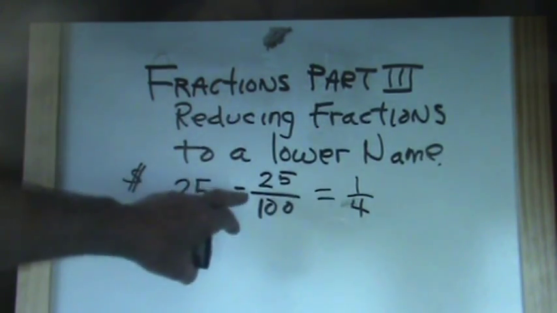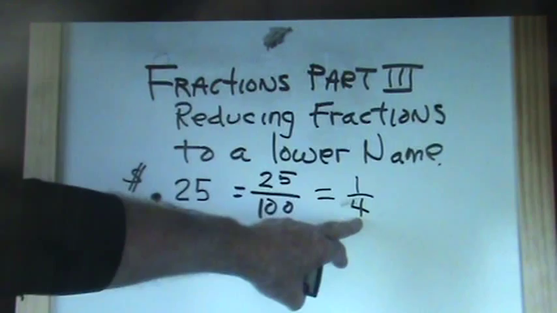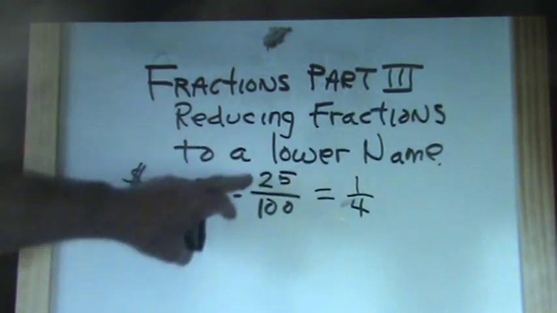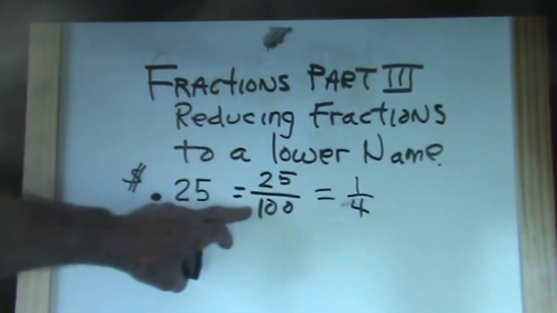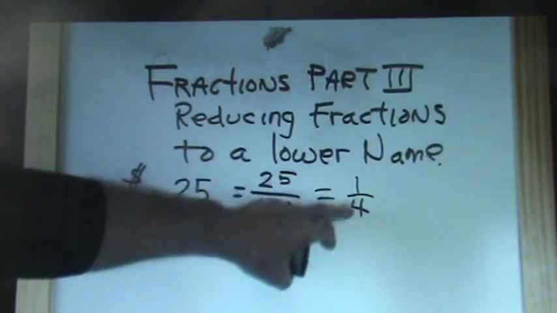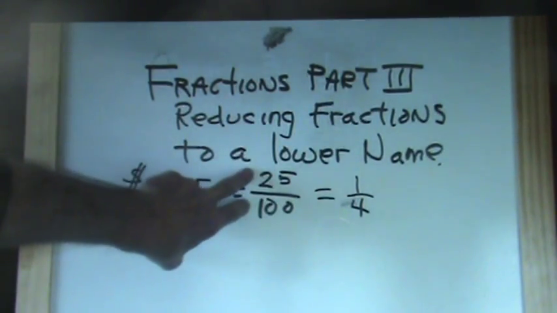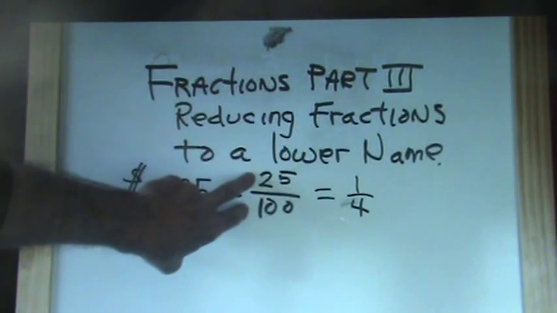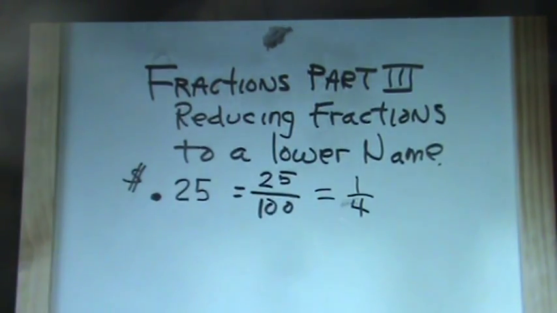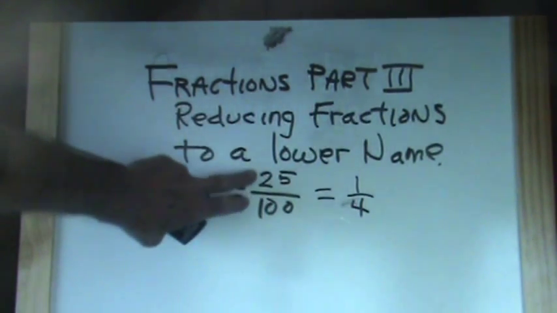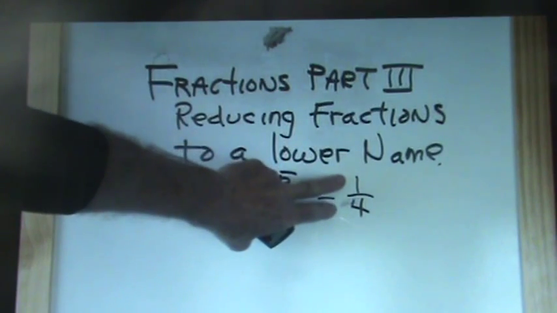So 1/4 is renaming this fraction, 25 hundredths, in a smaller name, 1/4. They're exactly the same. This is 25 pennies, and 1/4 of a dollar is 25 pennies also. So we're going to look at the process of renaming a fraction into its smaller name.